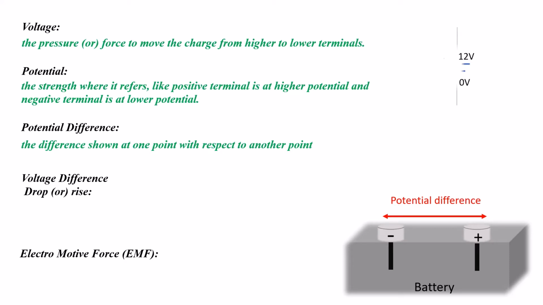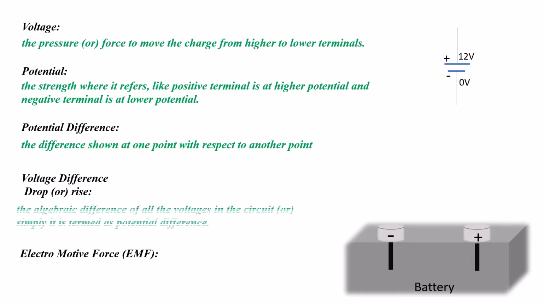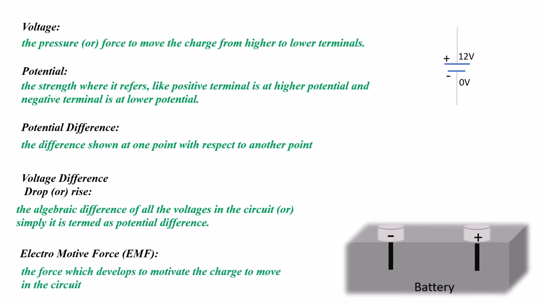Basically, positive represents a higher value, let's say 12, and negative, or ground, represents a lower value, 0, so the difference between the 2 points is 12 volts. Voltage difference is the algebraic difference of all the voltages in the circuit, or simply it is termed potential difference. EMF is the force which develops to motivate the charge to move in the circuit, basically referred to in electrical sources like generators. From one point of view, all the terminology related to voltage is the same and used interchangeably. But for the purpose of understanding this terminology, we can keenly observe the differences in their definitions and the situations of their usage.